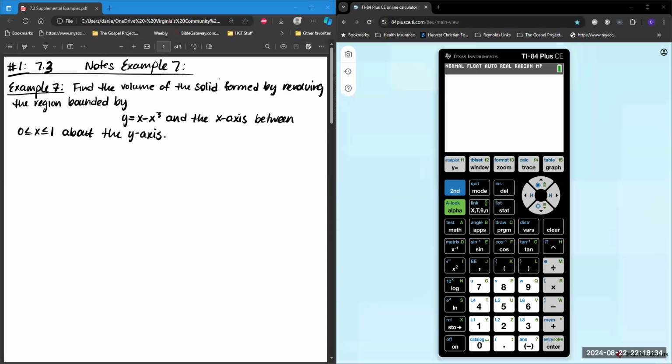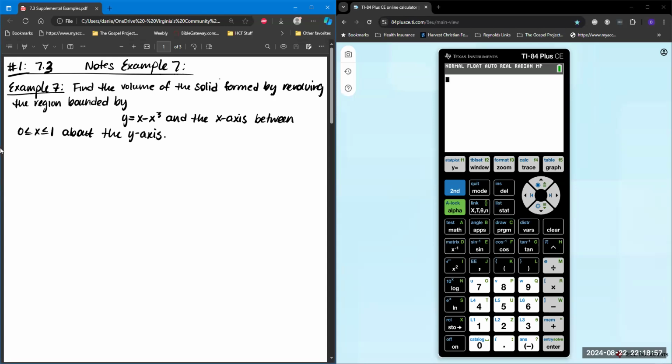In this video, we're going to talk about supplemental examples from 7.3, where we talk about the shell method, and we are also going to compare the shell method with the disk/washer method and see that we can get the same answer and see which method was easier for our problem. So let's go ahead and look at this one first.